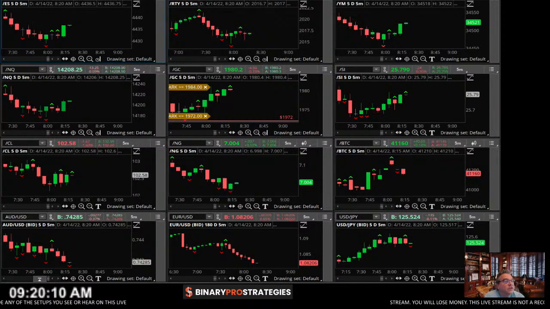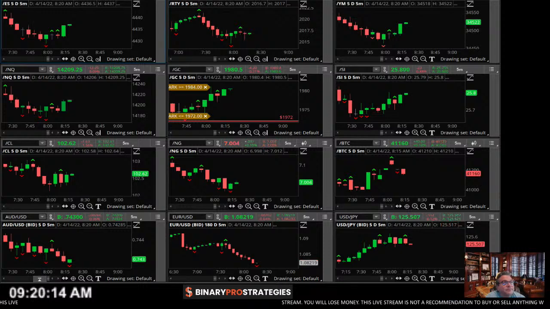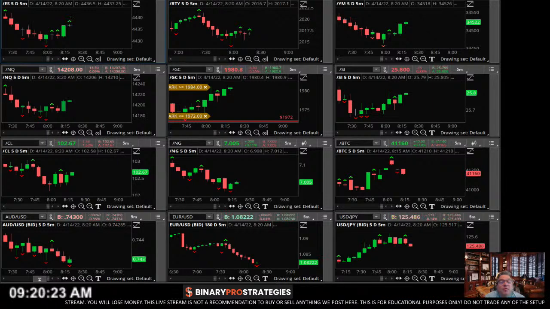Gold is slowly inching its way up. The Dow is going to open here in about 10 minutes. Looks like it's going to be a fairly mixed opening. Probably open lower would be my expectation.